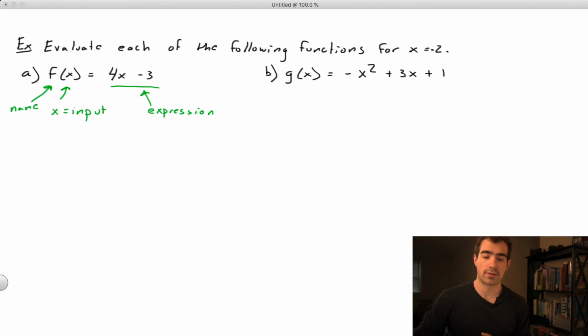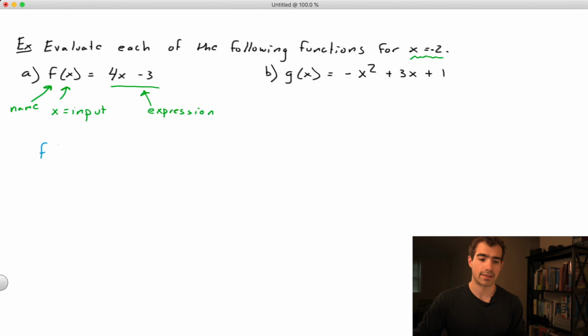And so our task here is going to be to evaluate this for x is equal to -2. So that's our input in this case. We're going to take -2, we're going to input it into the function named f, and we're going to also input it into the function named g, and see what the corresponding outputs are in both those cases. So let's start with f.